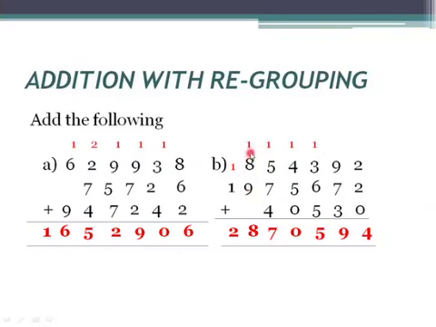Now these 3 numbers you have to add. 9 plus 8 is 17. 17 plus 1 is 18. So 8 we write down and 1 we will carry. Now here 2 numbers are there. 1 plus 1 is 2. So now we got the answer here. What is the answer? 28,70,594. So in this way we will add by regrouping. Regrouping in the sense of carrying. I hope you understood.